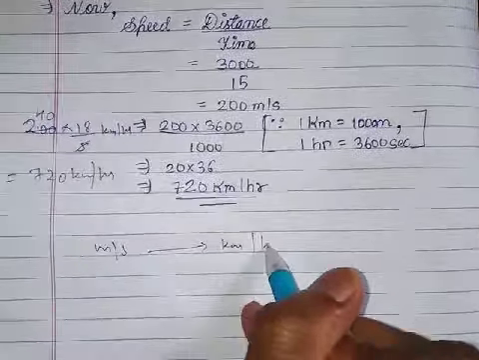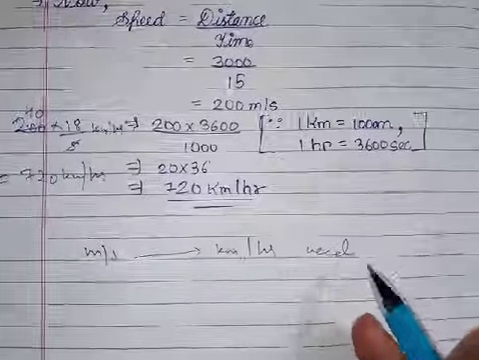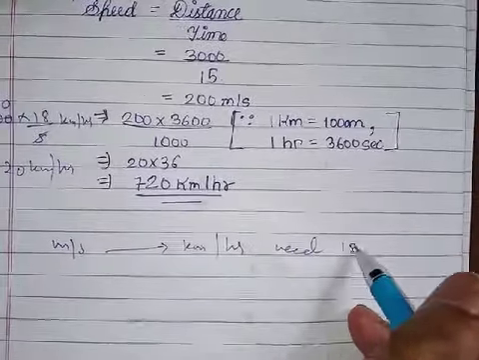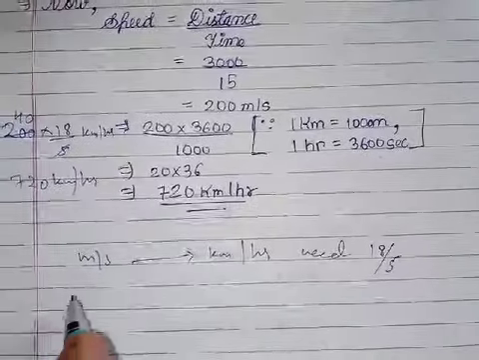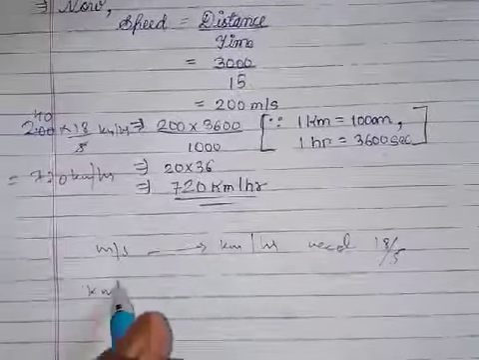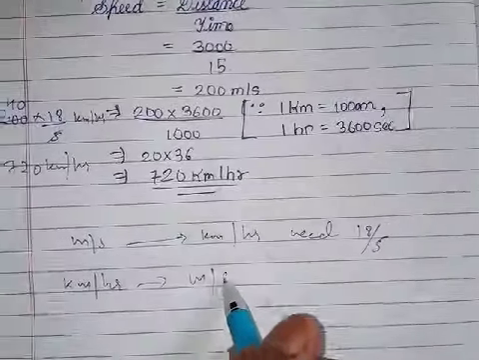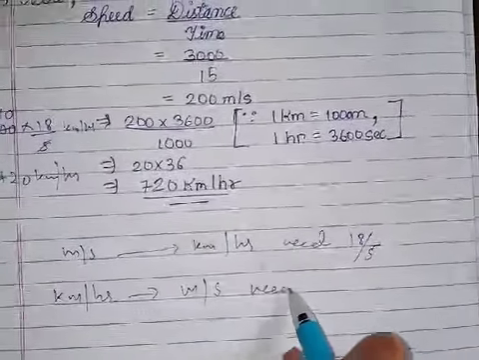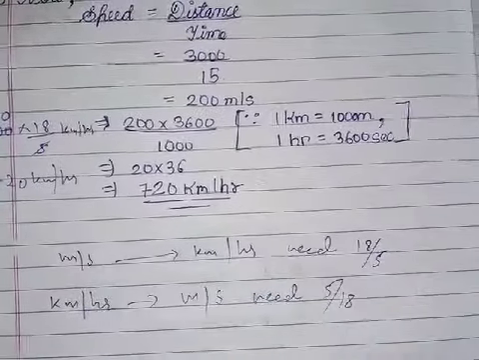Okay, in short, you have to remember, when you are converting meters per second to kilometers per hour, you need to multiply by 18 by 5, and if you are converting kilometers per hour to meters per second, you need to multiply by 5 by 18. If you remember this, it is very easy.